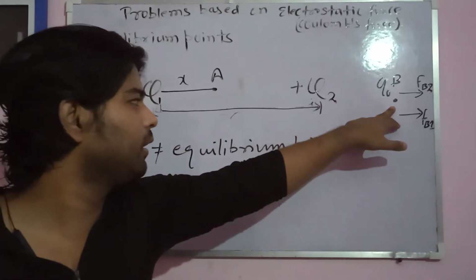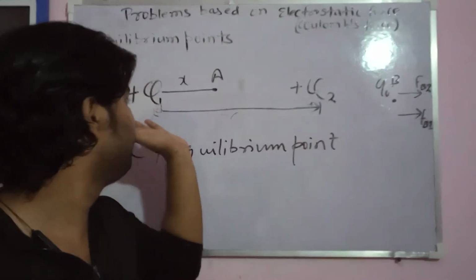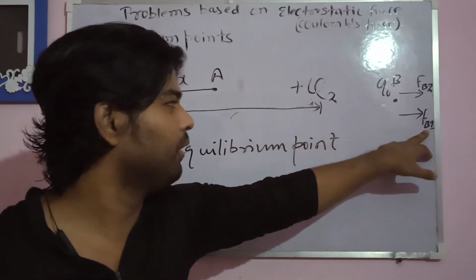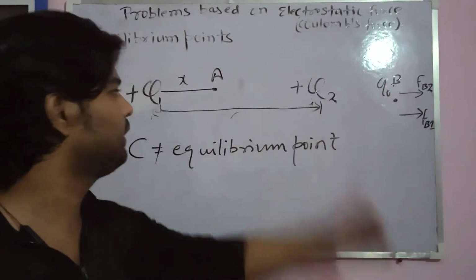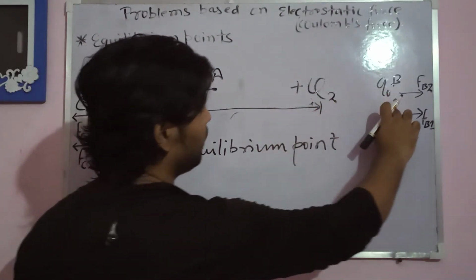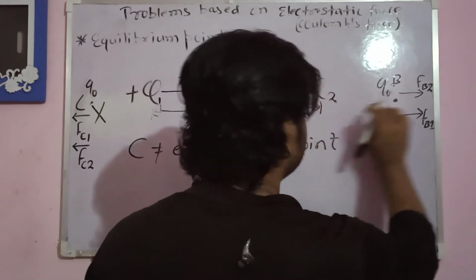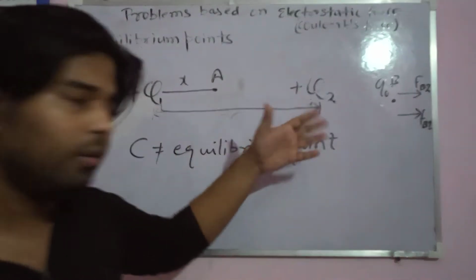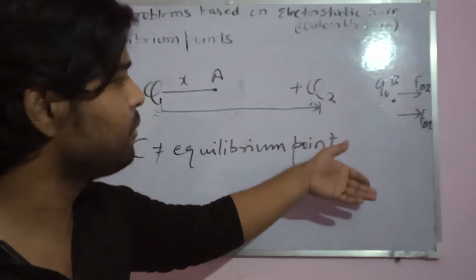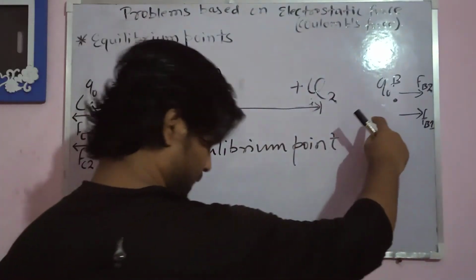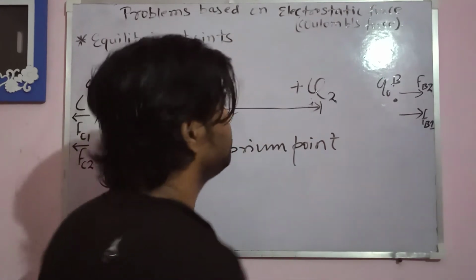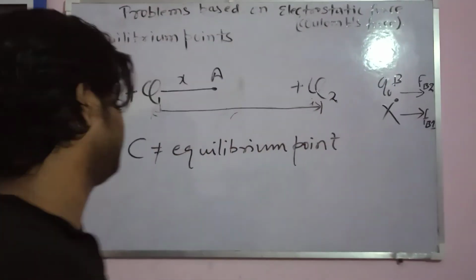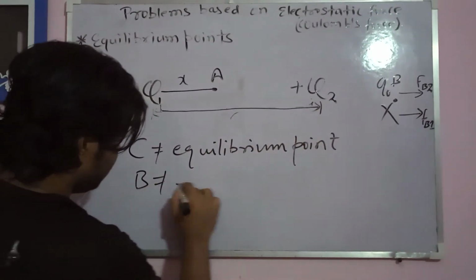Force by Q1 on point B, a test charge Q0 is kept at this point. Force by Q1 on this Q0 is FB1, in that direction because this is positive. Force by Q2 on this Q0 is also in that direction because this is also positive, and that is FB2. Again, the distance here and here are different. So we may have equal force FB2, FB1, or may not in magnitude, but in direction they are not opposing each other. So there is no chance to cancel each other, and that's why it's also not an equilibrium point. So B is also not an equilibrium point.